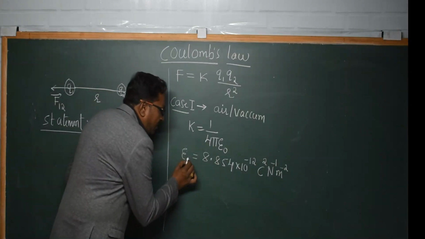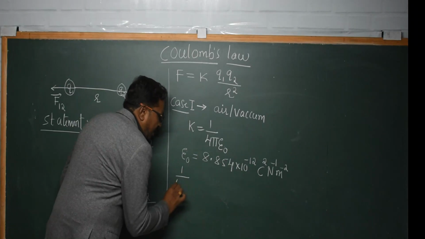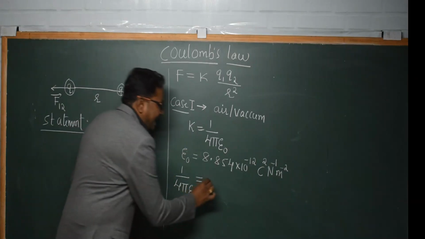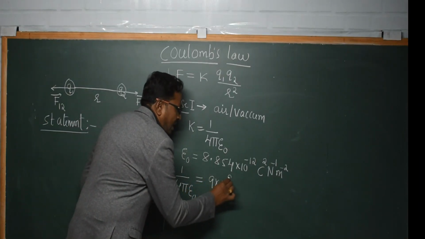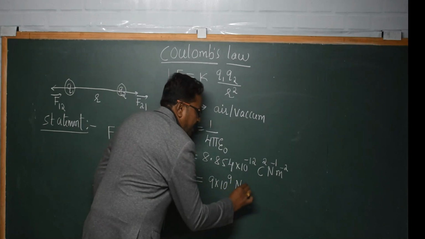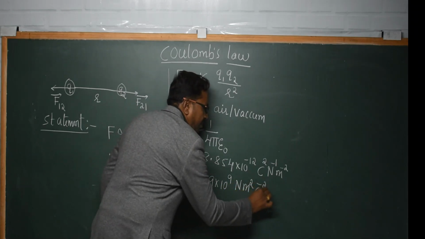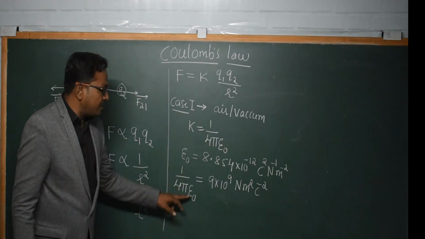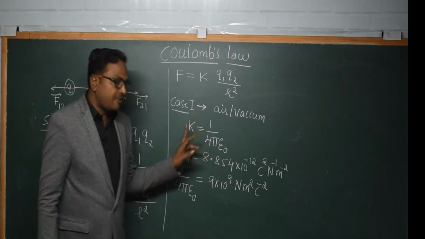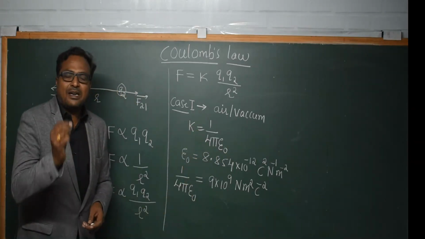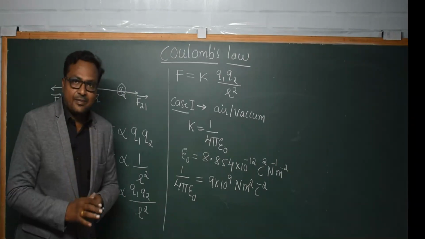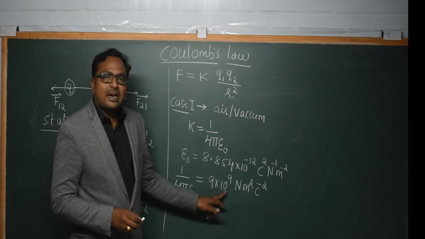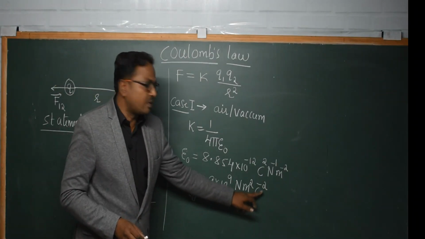And if you substitute the value of epsilon naught here, you will get 1 by 4 pi epsilon naught is approximately equal to 9 into 10 raised to 9. It is Newton meter square per Coulomb square. So how do I get this? 1 by 4 pi epsilon naught. If you substitute the value of epsilon naught here and calculate the value of K, you will get 8.9875 into 10 raised to 9. So this 8.9875 we will make it 9 into 10 raised to 9 Newton meter square per Coulomb square.